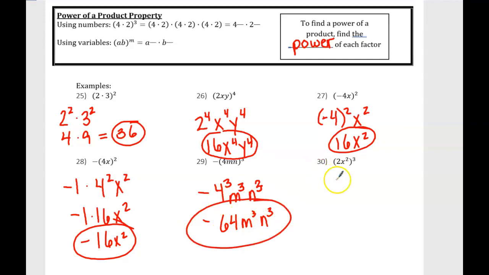All right, now this one, your 2 is a factor. That's going to be to the 3rd power. Now your x squared is to the 3rd power, so we're going back to a power to a power. So 2 times 3 is 6. So we get 2 cubed x to the 6th. 2 cubed is 8. 8x to the 6th.